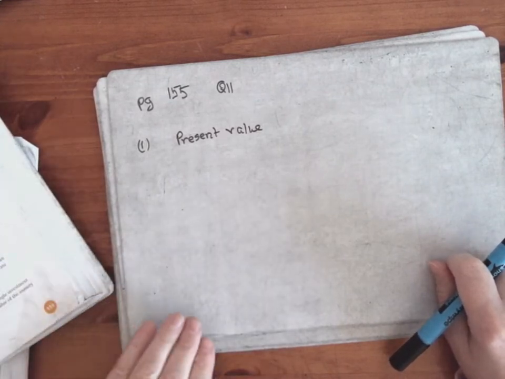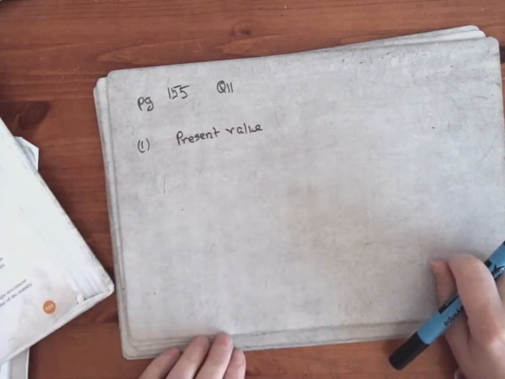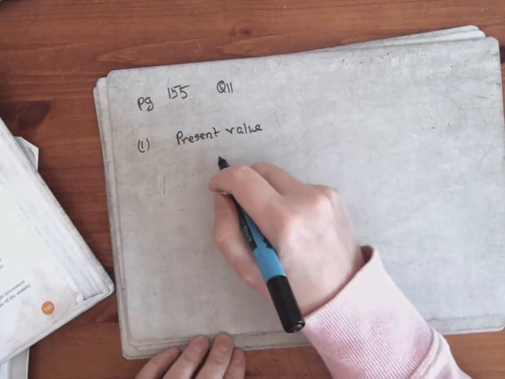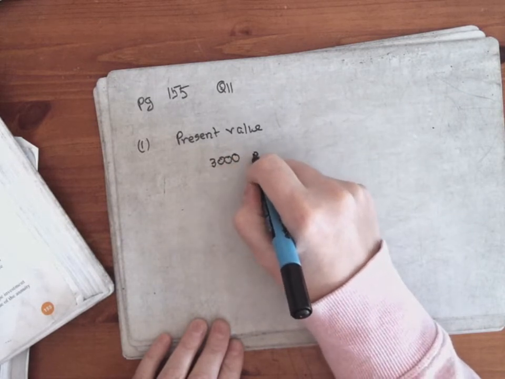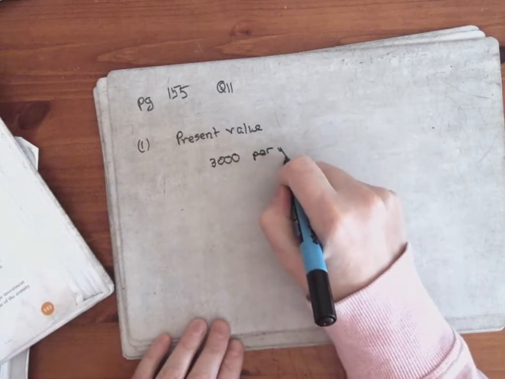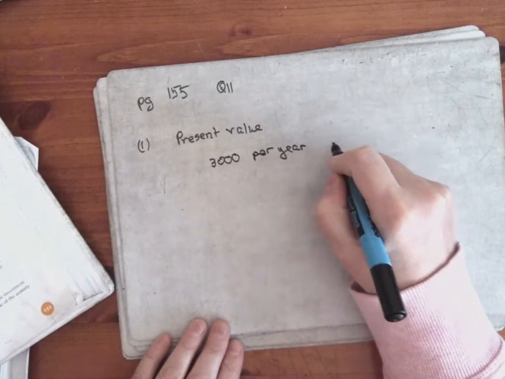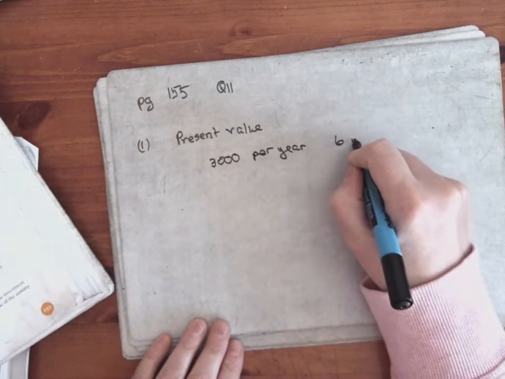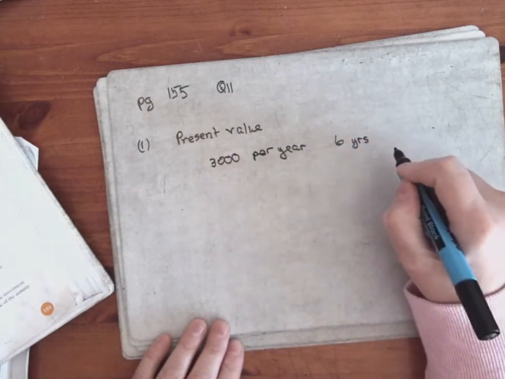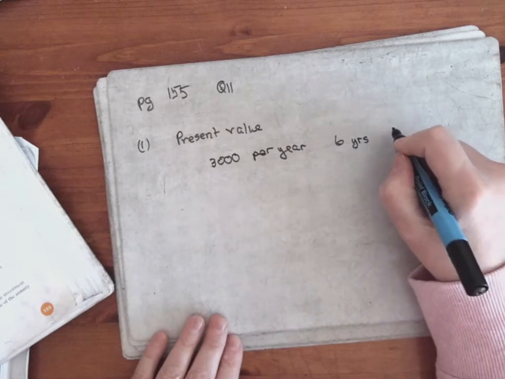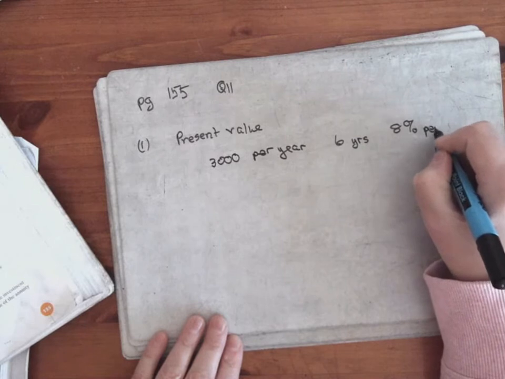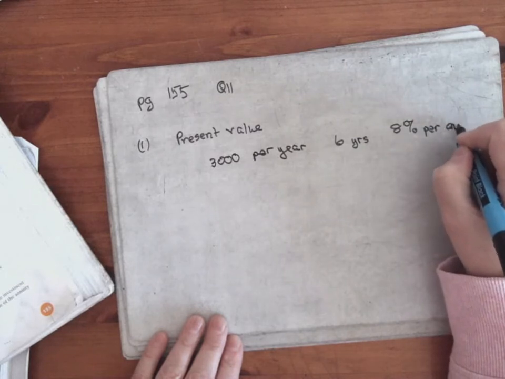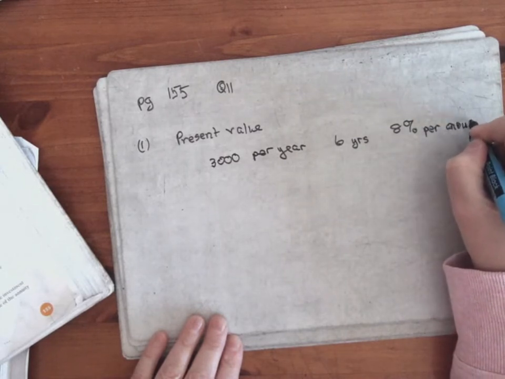Okay. So it says show how the present value of an annuity involving depositing 3,000 per year. So there's 3,000 deposited per year at an account for 6 years. So 6 years. And it's 8% per annum is the interest rate, and it said calculate the present value.